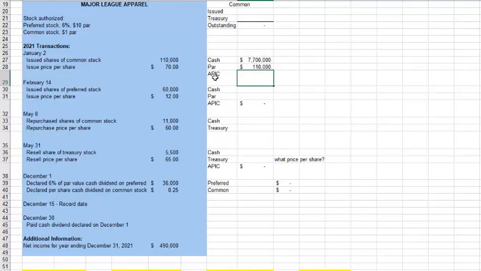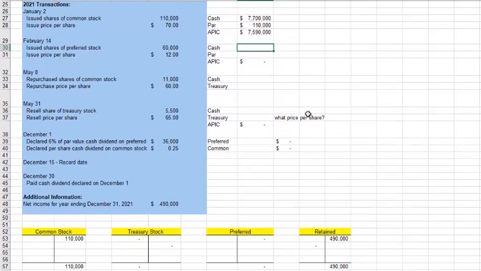Now, this is not balanced when we do a journal entry. We need an additional account, and that's going to be additional paid-in capital, which is abbreviated as APIC. Our APIC is going to be the difference between the cash and the par. So we're going to take our $7.7 million in cash, subtract out our par for $7,590,000 of APIC.